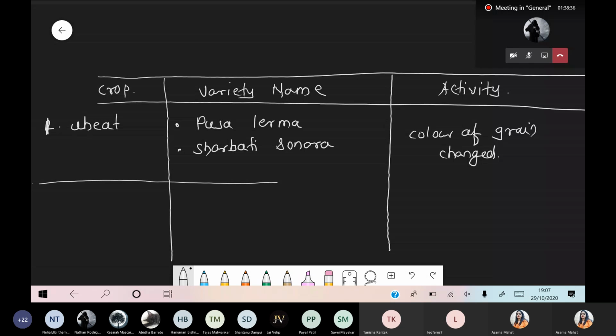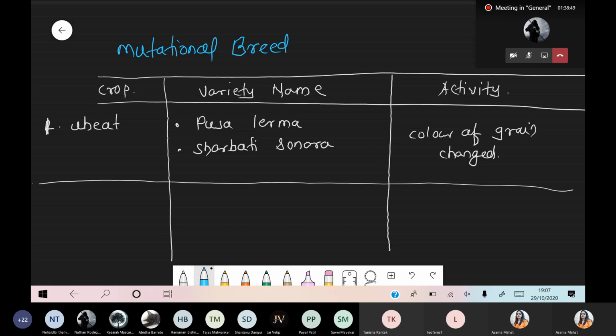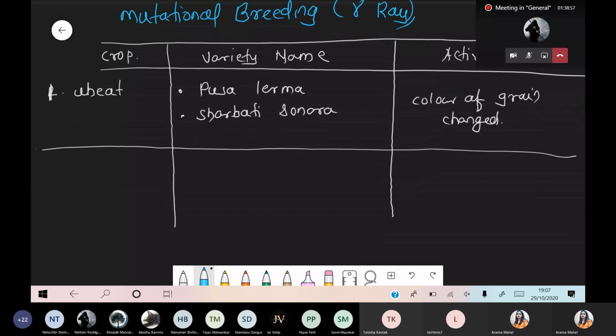With the first crop, that is wheat, by using the gamma rays, you have to mention. We are talking about mutational breeding example. Mutational breeding example by using gamma rays. Now, next part, after the wheat, what is the staple food in India? That is rice.